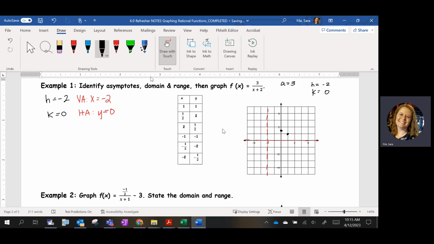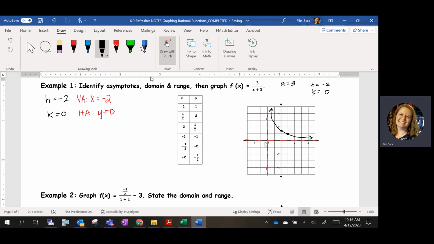Okay, and you can check multiple points. But I'm just going to plot those two, and then I know the asymptotes are guiding my curves. So I'm just going to sketch through those points, and I'm going along the asymptotes forever. I'm going to approach them but never reach them.